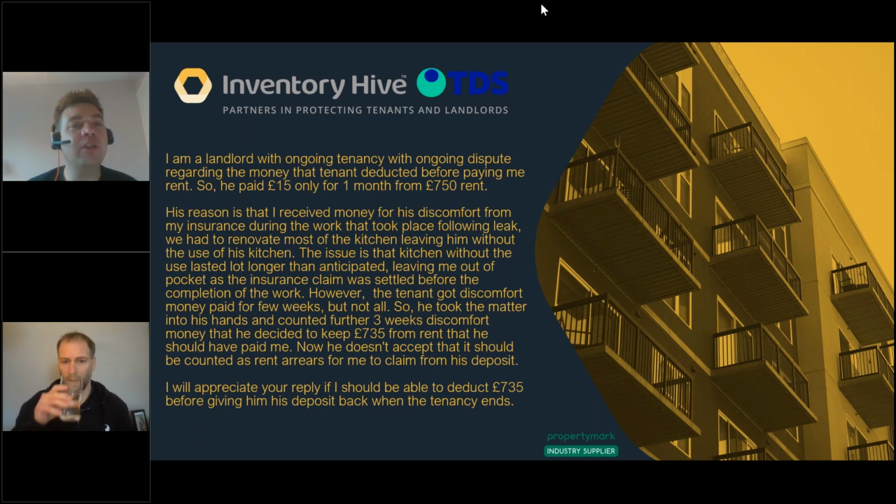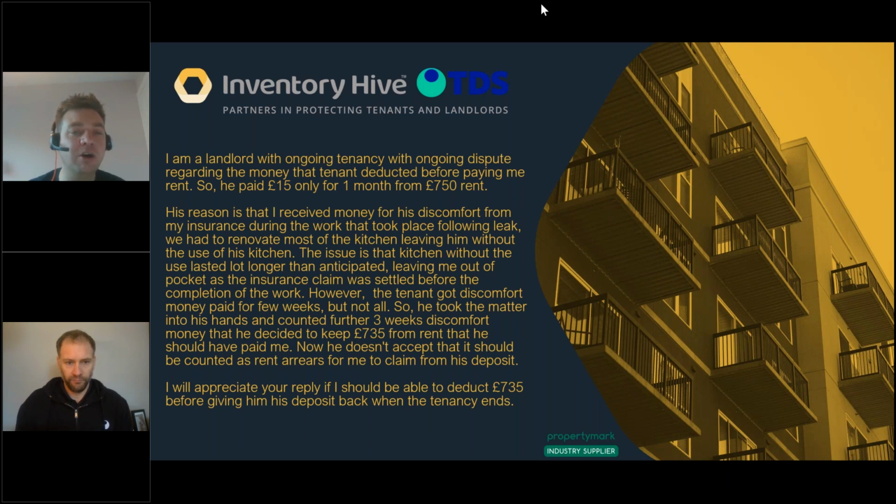So I'm a landlord with an ongoing tenancy with an ongoing dispute regarding the money that the tenant deducted before paying me rent. So he paid £15 only for 1 month from the £750 rent. His reason is that I received money for his discomfort from my insurance during the work that took place following a leak. We had to renovate most of the kitchen, leaving him without the use of his kitchen. The issue is that the kitchen being out of use lasted a lot longer than anticipated, leaving me out of pocket as the insurance claim was settled before the completion of the work.